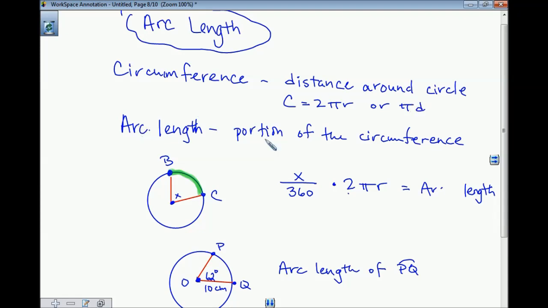Now, arc length is where we're just looking at a portion of that circumference. So instead of all the way around the circle, we're just looking at the portion of the circle with regards to arc BC. So how would we find that? Since we're just looking at a portion of the circumference, you would do the measure of the central angle that forms that arc over 360 times 2 pi r. And that gives us arc length. And that's what we would do every time.